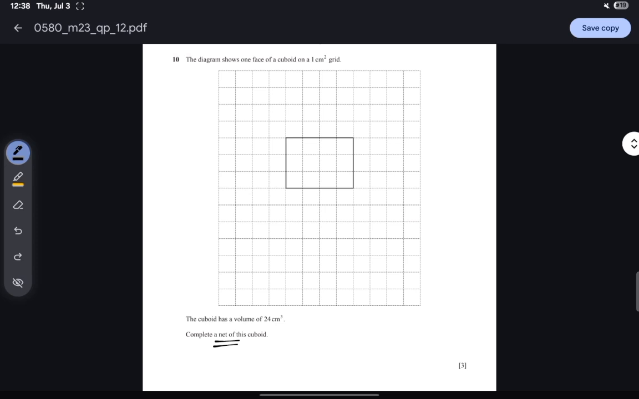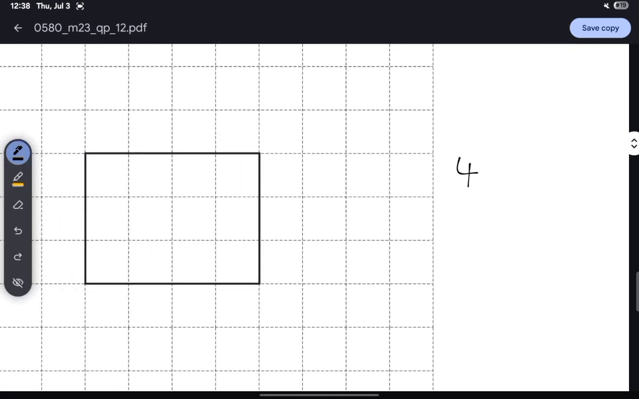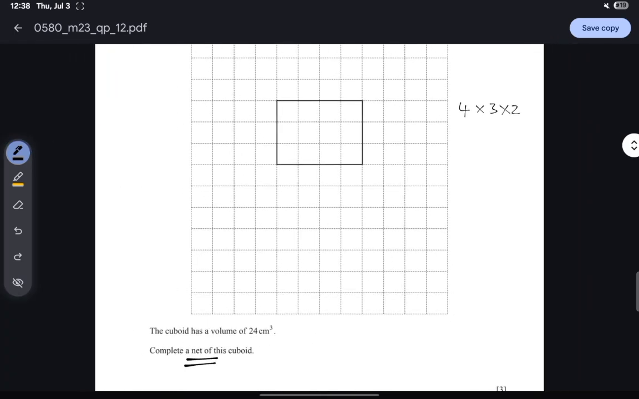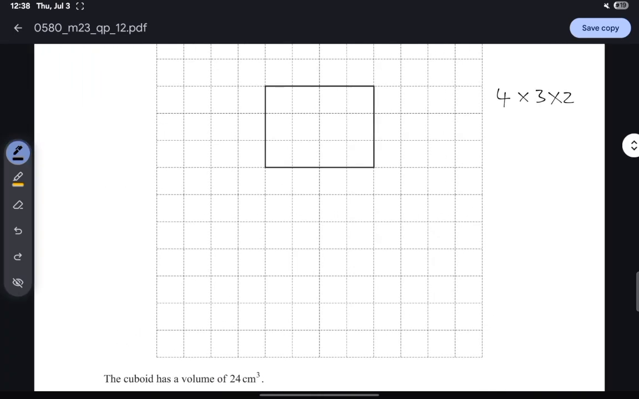Using the given dimensions. So from the looks of this, I see that for us to get 24 cubic centimeters, it's 4 times 3 times 2, right? Let me show you how we got to that, right? If we observe, we see that it's 1, 2, 3, 4 by 1, 2, 3. So we have 4 by 3 already.